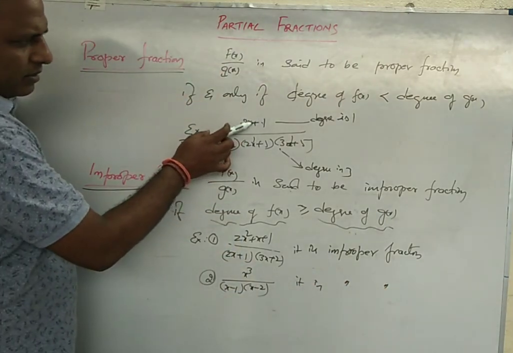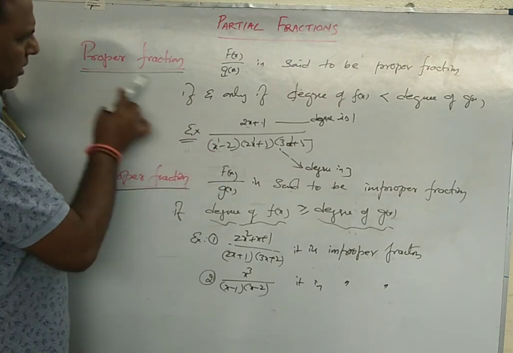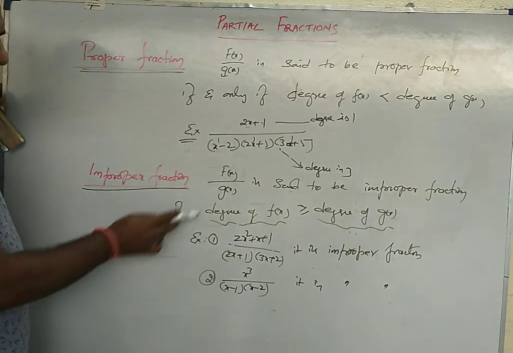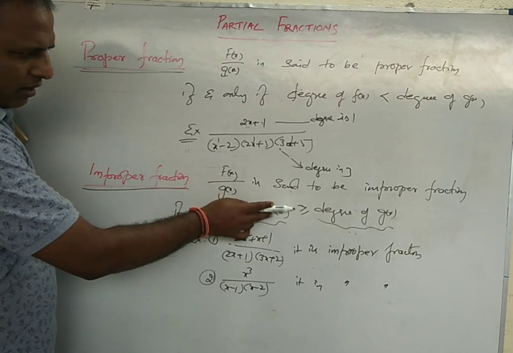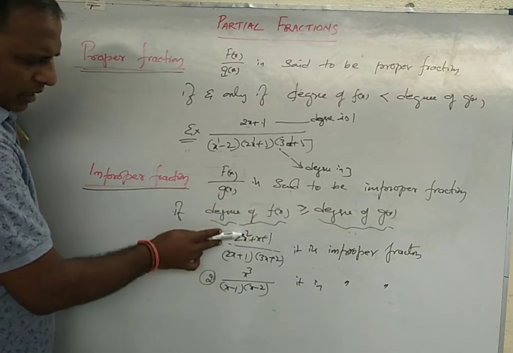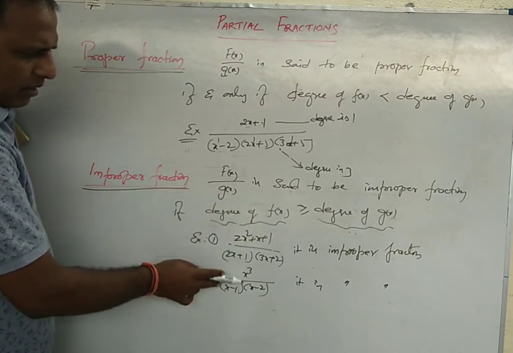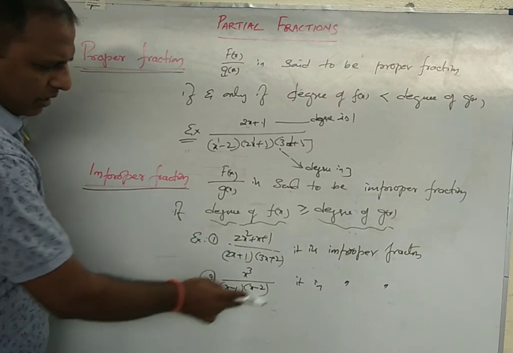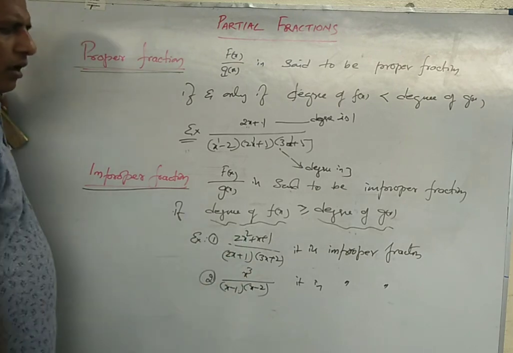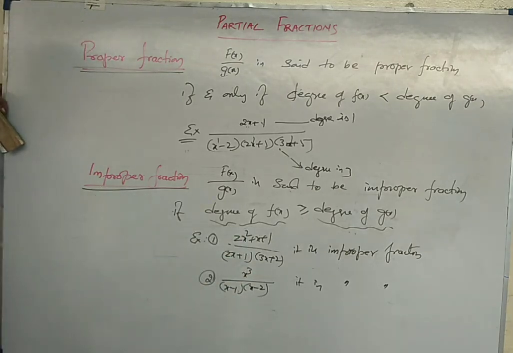If the degree of f of x is less than the degree of g of x, then it is called a proper fraction. If the degree of f of x is greater than or equal to the degree of g of x, here it is equal to, here it is greater than, then the fraction is called an improper fraction. Is it clear?